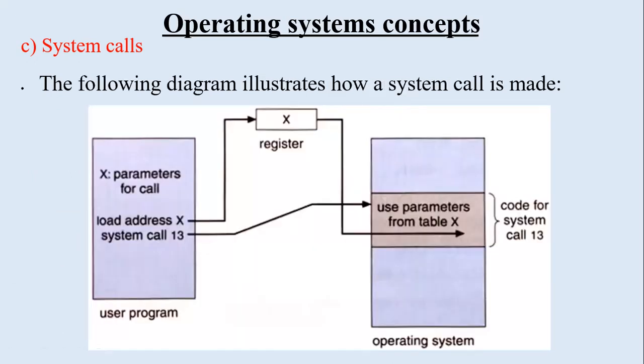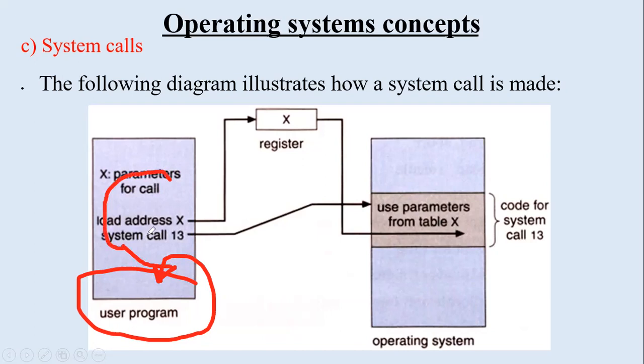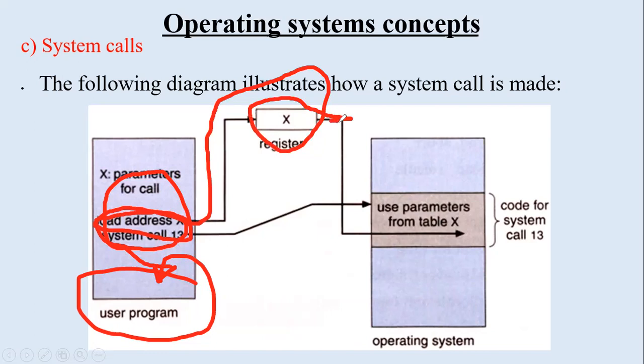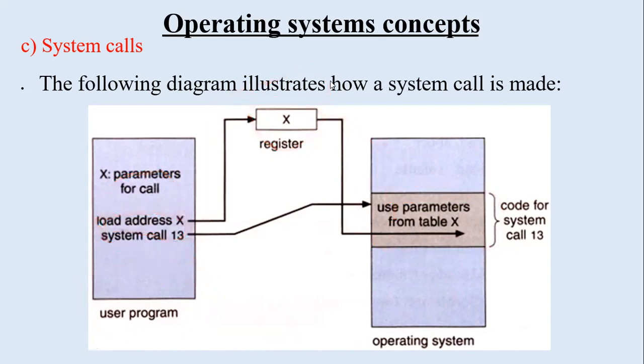The following diagram illustrates how a system call is made. So just as I have said, the user program, or when a person is making use of a certain program, this user will make a certain request to that program. And then the request will be put in the form of an address. Then that will be passed to a register. A register is a temporary storage location, of course, for the instructions that are on their way. And then that will be passed to the operating system in the form of a code. And the operating system will do the necessary.